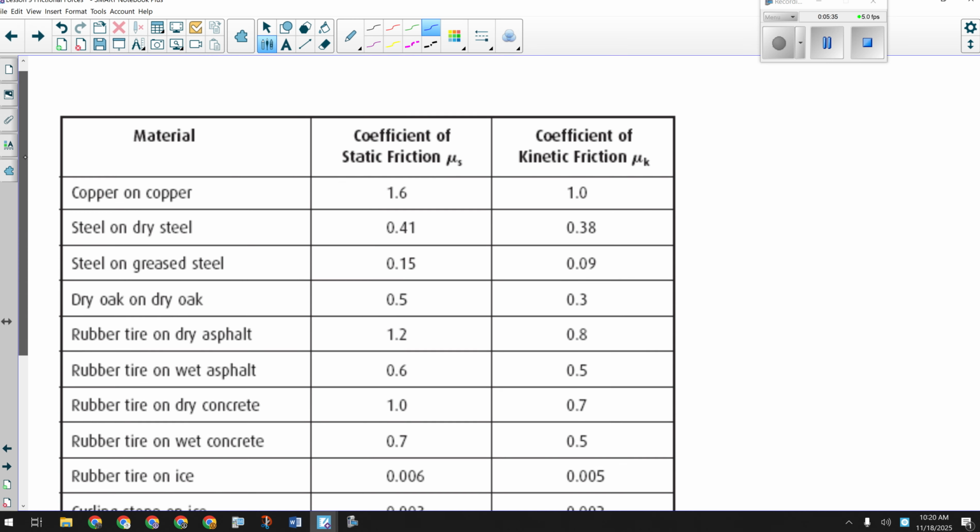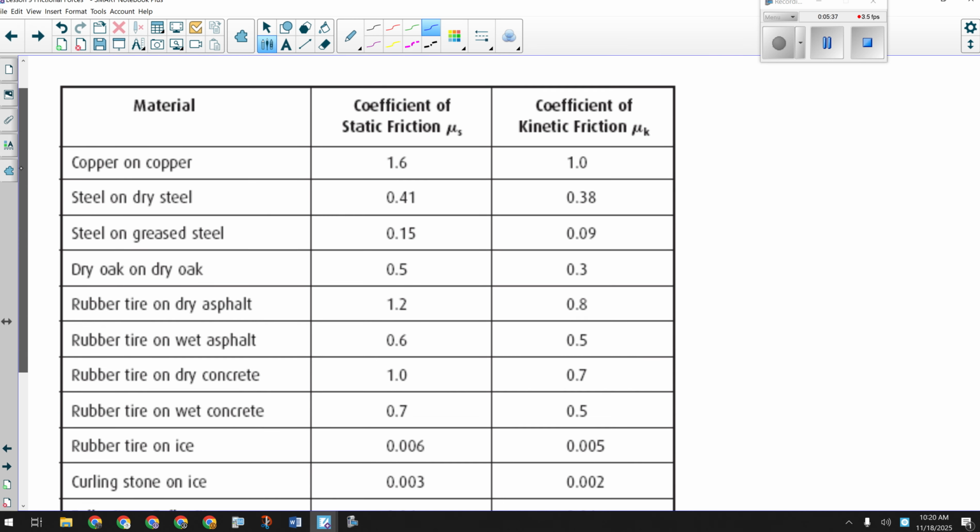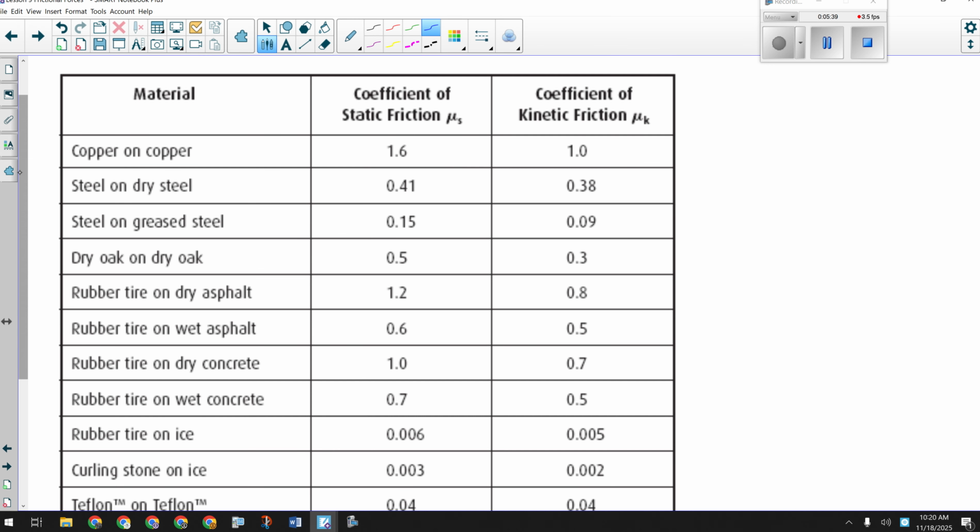Just to give you an idea, there's a chart here that tells you the coefficients of friction between two surfaces. You can see here that the coefficient of static friction is the bigger number, because that's the one that doesn't slide. Once you overcome it, then it's kinetic friction and it's easier. Copper on copper is one of the highest ones. For whatever reason, copper does not slide past itself easily at all, and that's static or kinetic.